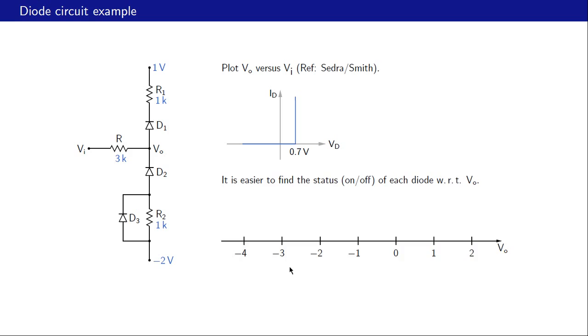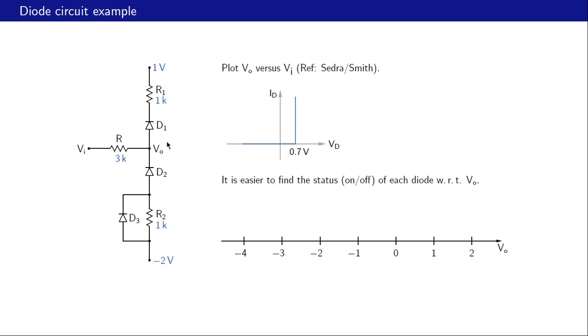Here is our VO axis. This is VO equal to 0, 1 volt, 2 volts, minus 1, minus 2, and so on. And to begin with, let us figure out for what value of VO, or for what range of VO, D1 is going to conduct.